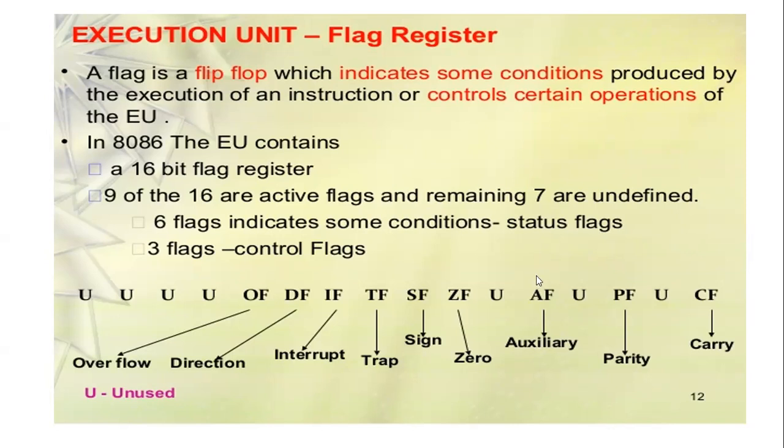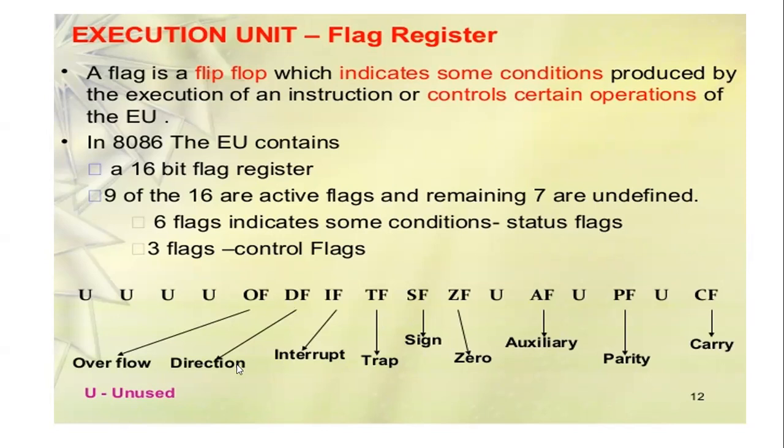Next is the sign flag. The sign flag holds the sign of the result. That means when the result of the operation is negative, the sign flag is set to 1, or else it is set to 0. Whenever we get a negative value, the sign bit will be in set mode, or else it will be in reset mode, that means it will be 0.